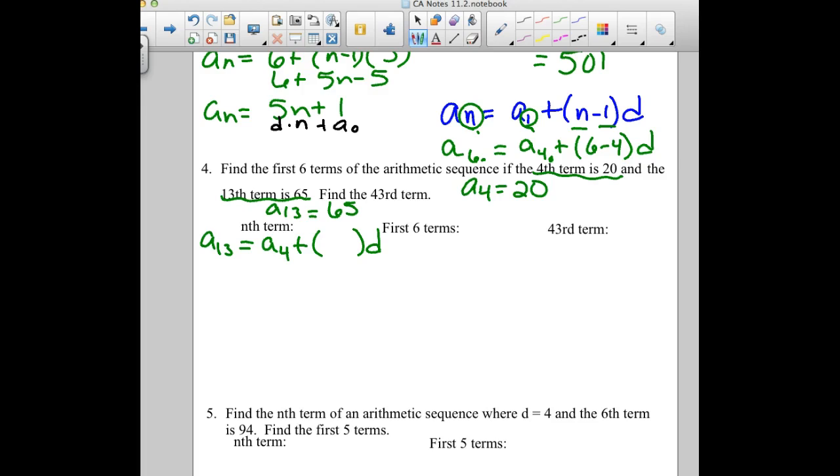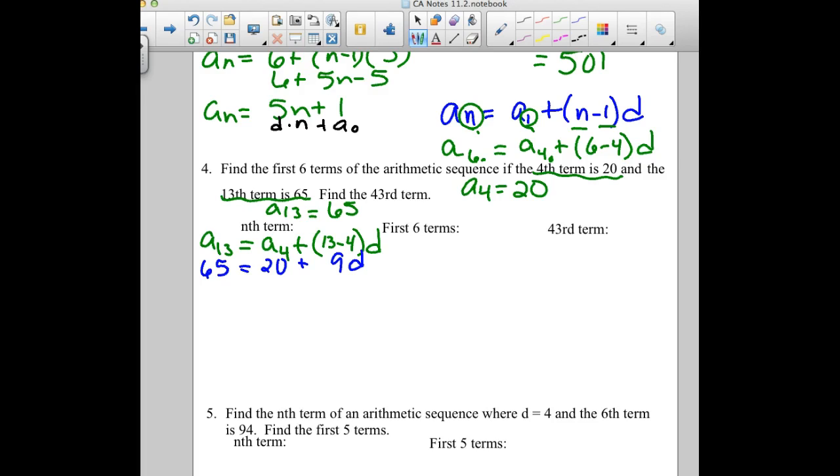How many do I need? 9. And I can plug that in as just 13 minus 4. So instead of n minus 1, I can use the 2 values I'm given. Okay? So plugging in what we know, our 13th term was 65. Our 4th term was 20. And we said we had to add 9 common differences.